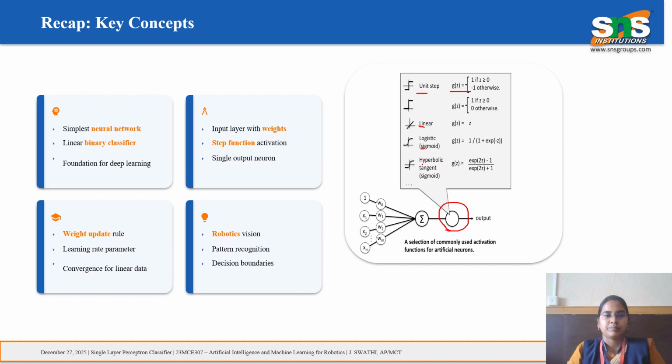So from this we can know it can be used for robotic vision, pattern recognition and decision boundaries. So the only thing we have to do is follow the weight update rule. We have to find the input vectors, calculate the weight, update the weight, sum the weight and update again, and then go for the final convergence. So in the next lecture series, we will see what the limitations of this single layer perceptron architecture are. Thank you.